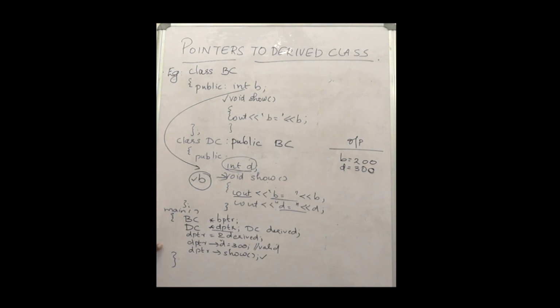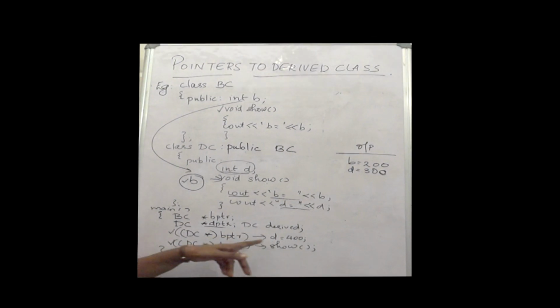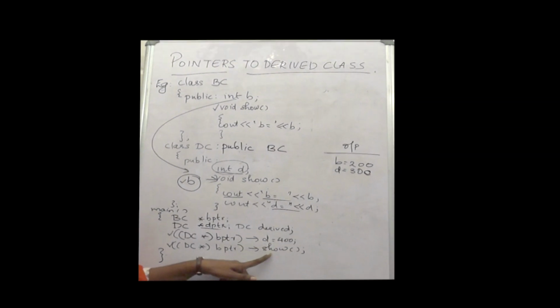Okay, so this is another case. Another case is we can make use of the same BPTR pointer to access derived class data and the derived class function by having a type conversion.